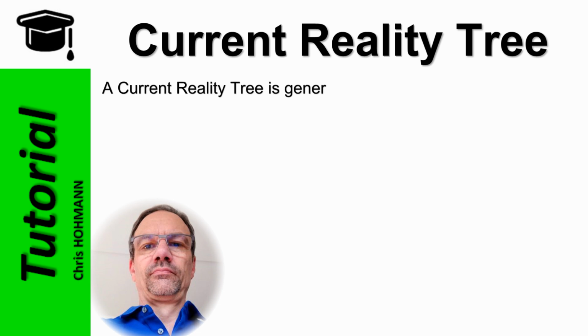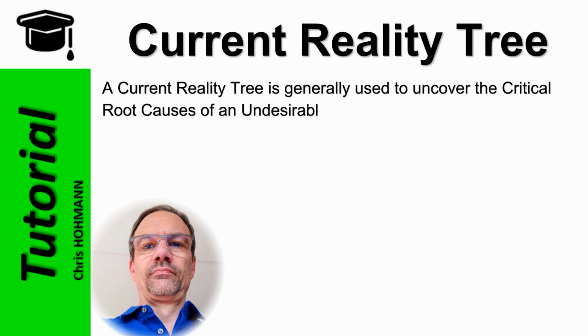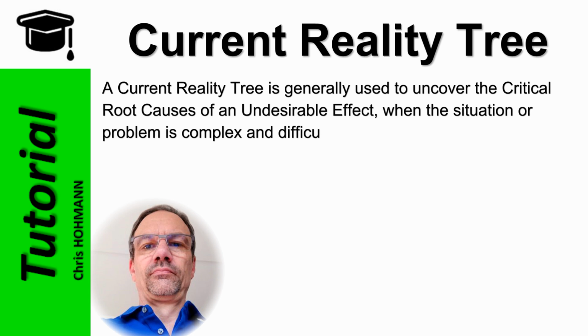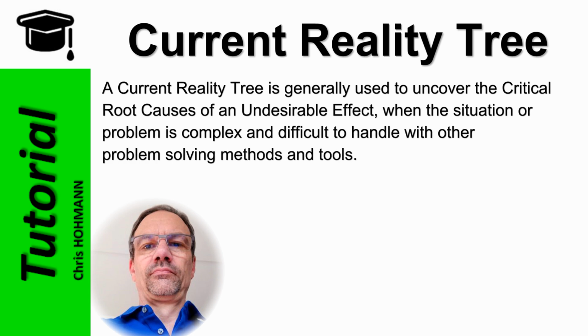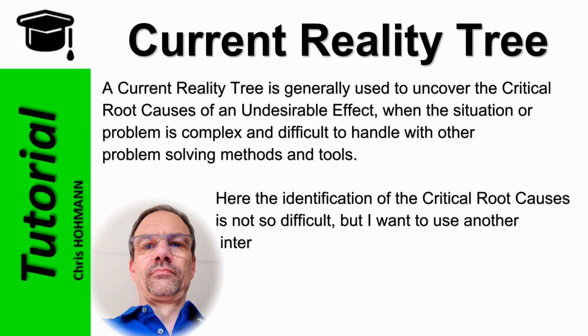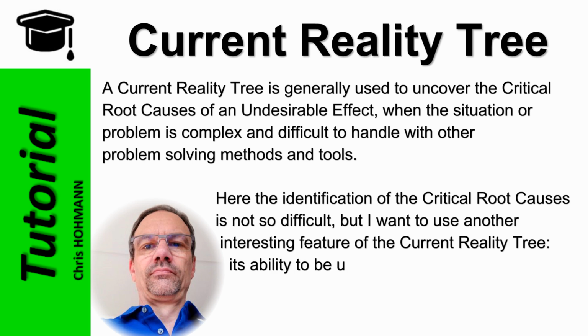A current reality tree is generally used to uncover the critical root causes of an undesirable effect when the situation or problem is complex and difficult to handle with other problem-solving methods and tools. Here the identification of the critical root causes is not so difficult, but I want to use another interesting feature of the current reality tree, its ability to be used as a communication tool.